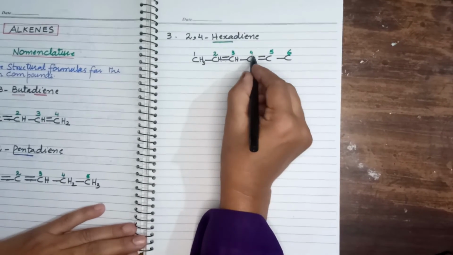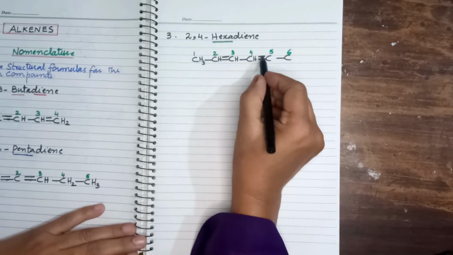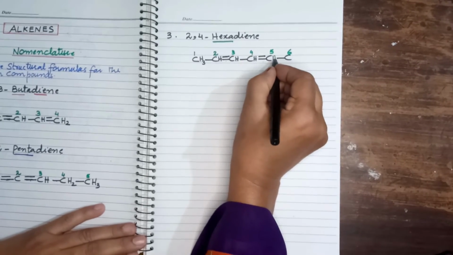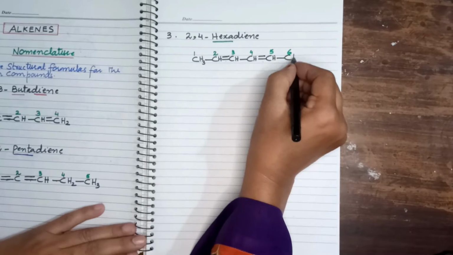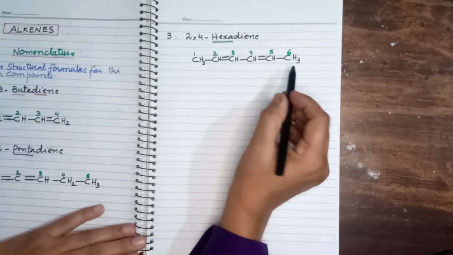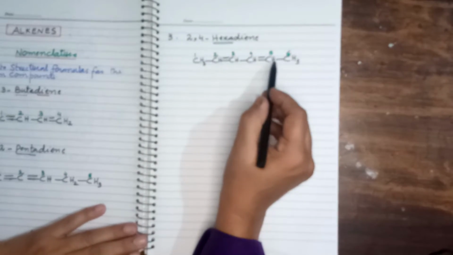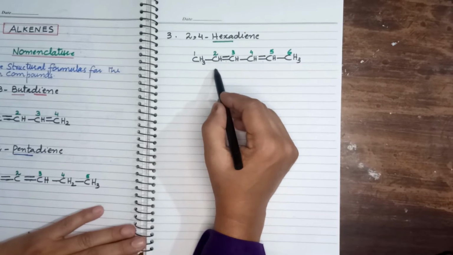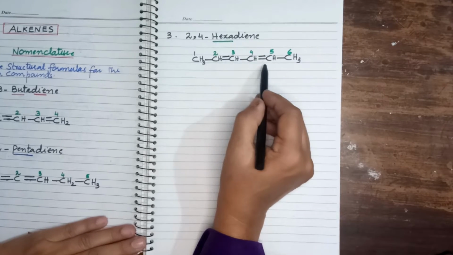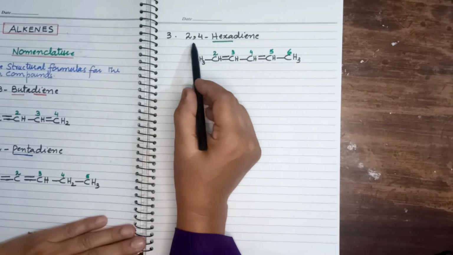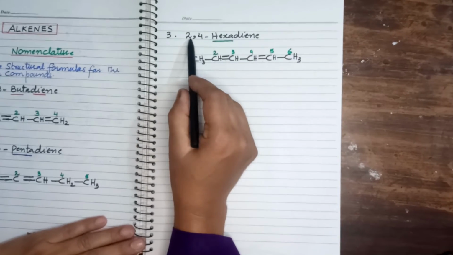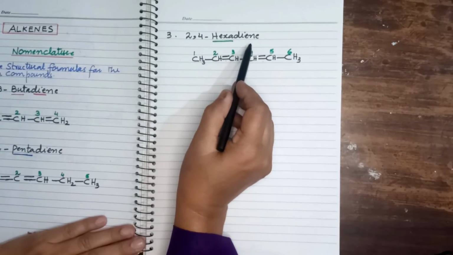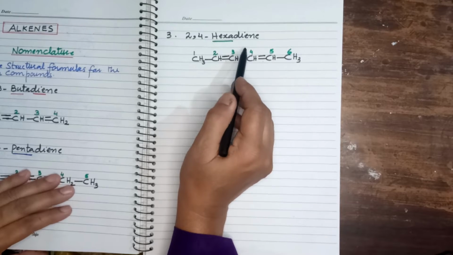1 2 3, we add 1 hydrogen here. 1 2 3, we write 1 hydrogen, right? And here we write 3 hydrogen, right? So you can check each carbon should be tetravalent. I hope this is clear, students. So this is the structural formula for 2,4-hexadiene. I hope this is clear to you.